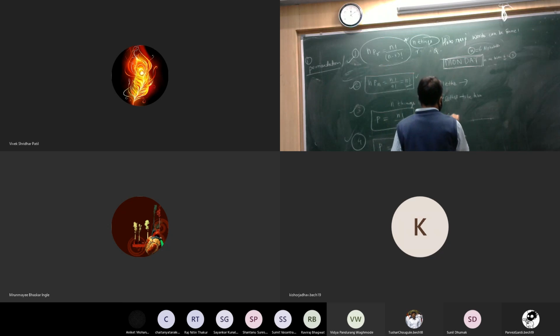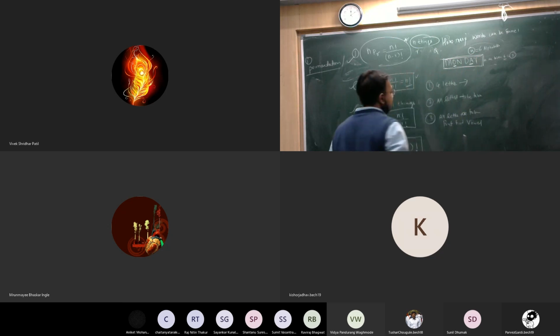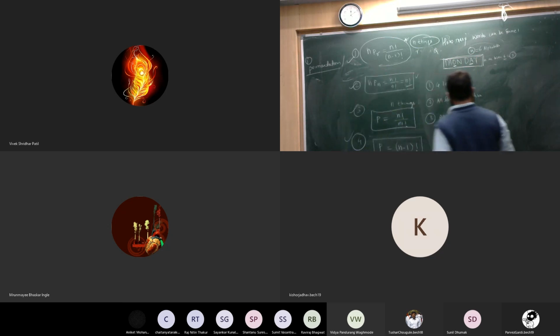All letters are taken, but the first one should be a vowel. So how many vowels are possible here? It is O and I think A. Only two are possible. They have said the first letter should be a vowel.